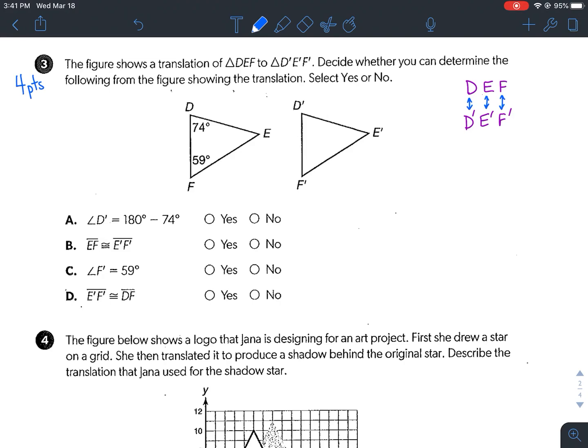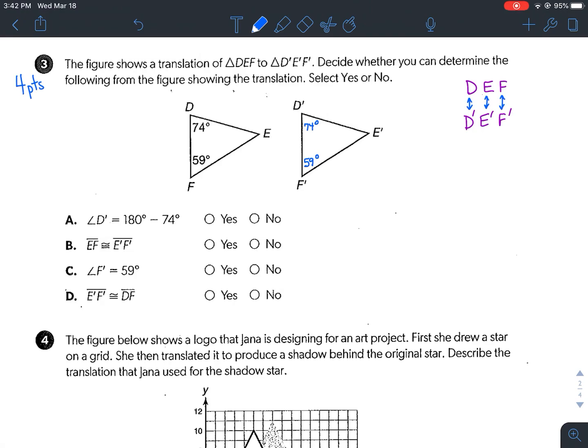Well, there's a couple things we need to go through before we answer any of the questions. First, it is a translation. If it is a translation, then we know the two figures are congruent, which means if angle D is 74 degrees, then angle D prime is 74 degrees. If F is 59 degrees, then F prime is 59 degrees.